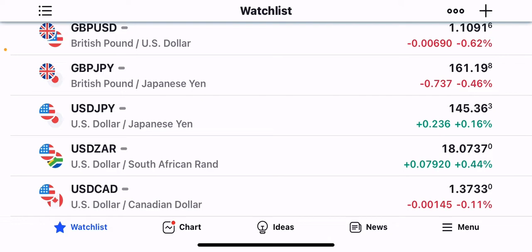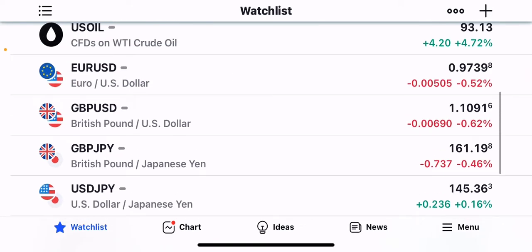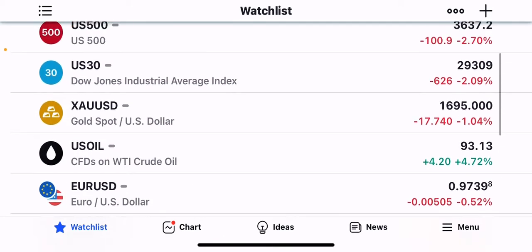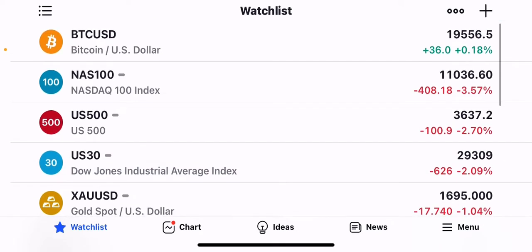But the thing is, I'm not really watching USDZAR. I'm actually just putting it on my watch list so I can do some flashcards because that's a pair I also wanna execute on in the future. And then we have USD CAD with a 0.11 rise. So this is our watch list, and we want to see how the markets are moving.